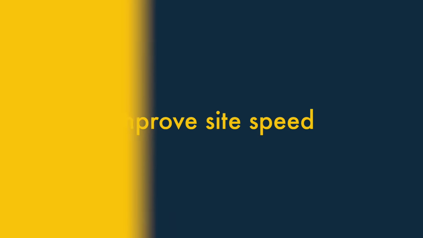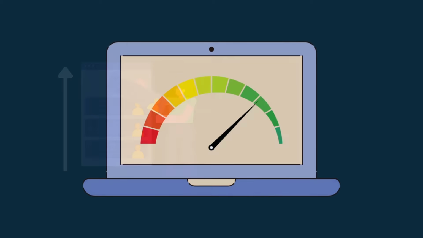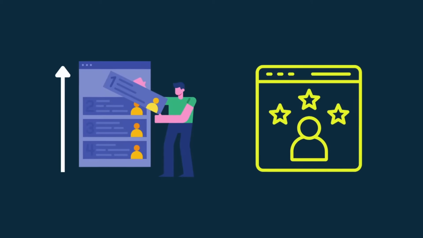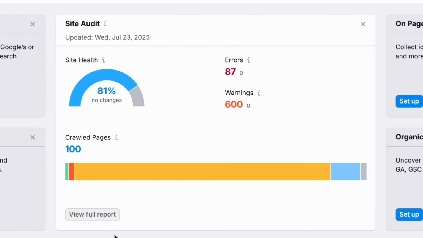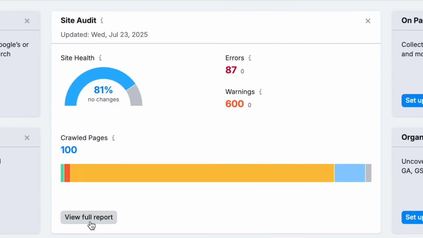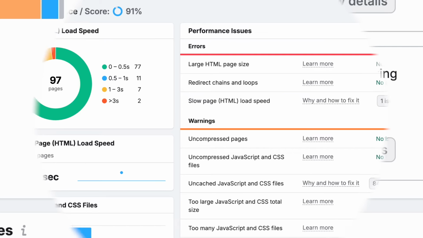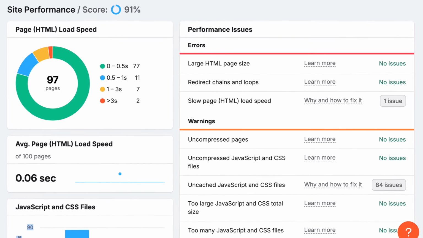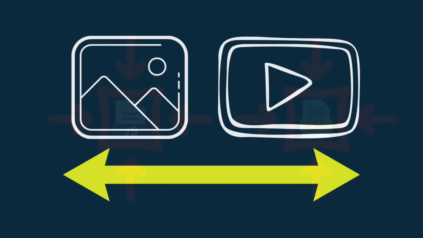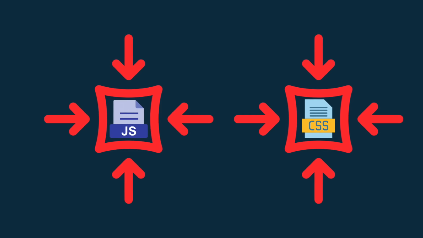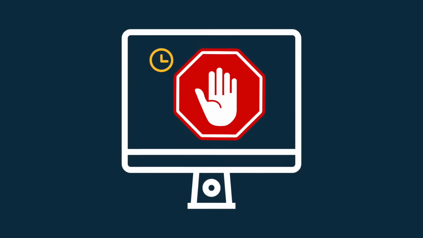6. Improve site speed. Improving site speed not only boosts rankings, but also enhances user experience, especially for mobile device users. To identify any problems with site speed in SEMrush, go to your Site Audit and then to the Site Performance section. You'll then be presented with a list of site issues that might be slowing your website down. For example, large images or videos, uncompressed JavaScript and CSS, slow server response times, render blocking resources.